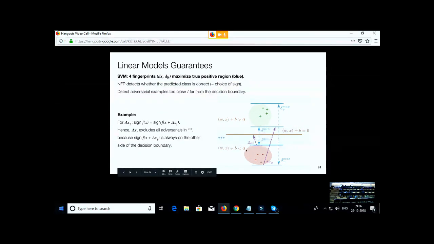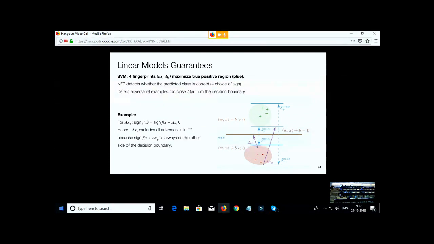So if you have negative examples here in red and positive examples in green, and we have this brown decision boundary of our linear classifier, then you can choose these purple fingerprints. Here I'm only showing 2. But you can choose these purple fingerprints, and they will exclude all the light blue examples that would be adversarial.